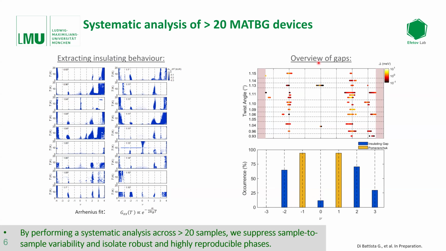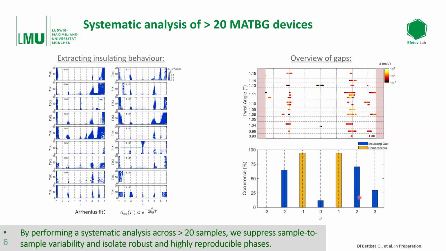And then we can also accumulate them into a phase diagram, which gives you an overview of the gaps of all the different devices. From this, we can also build a histogram of what type of phases are observed most reproducibly in all of these devices. And what you can see here is the occurrence of the insulating gaps, the insulating states at integer filling, which form gaps.